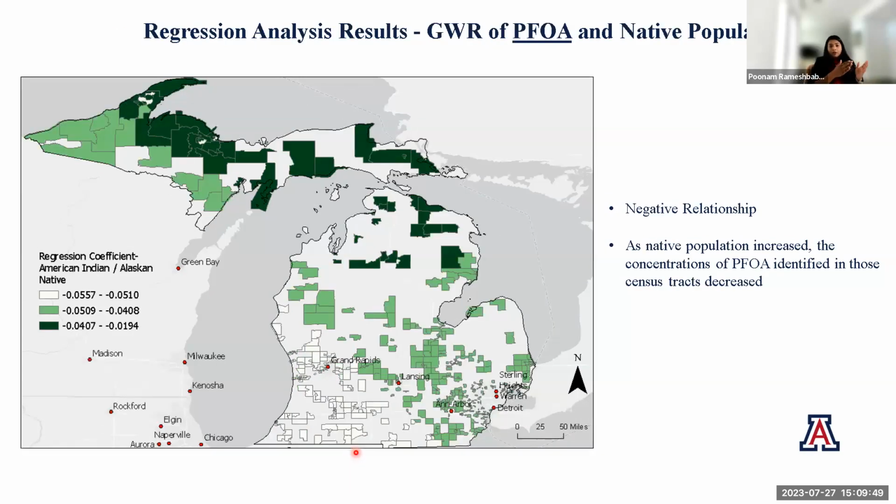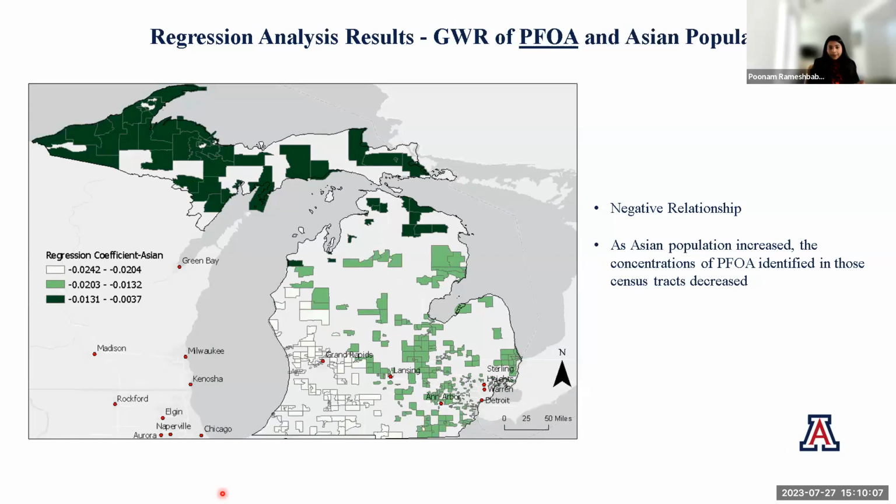The second map is PFOA and native population. We can see here that the regression coefficient is negative or very close to 0, which could mean that the relationship is weak, and locally, as native population increased, concentrations of PFOA in surface water decreased. This is PFOA and Asian population, which shows a negative regression coefficient. So as Asian population increased, the concentrations of PFOA identified in surface water within those census tracts decreased.